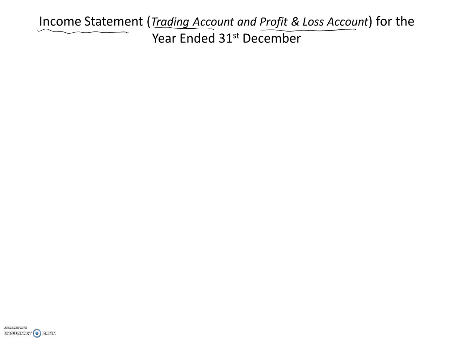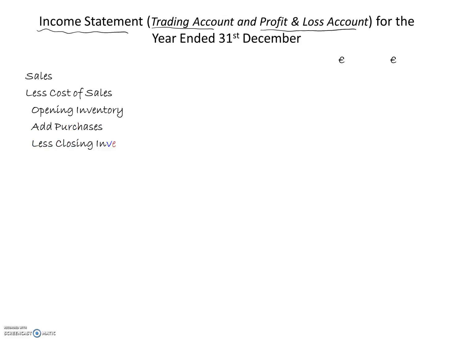The trading account is made up of sales less the cost of sales. Now the sales figure is in the trial balance, but the cost of sales figure, there's no such thing in the trial balance, so we have to work out the cost of sales. The cost of sales is made up of the opening inventory, we'll add on the purchases, and we'll take away the closing inventory. And remember, inventory and stock are interchangeable. In fact, inventory would be the more modern term for stock.